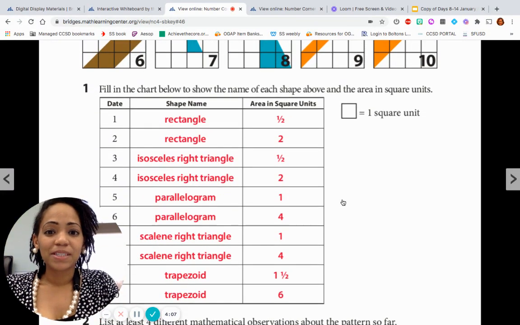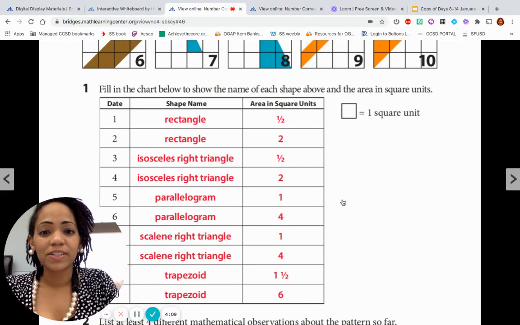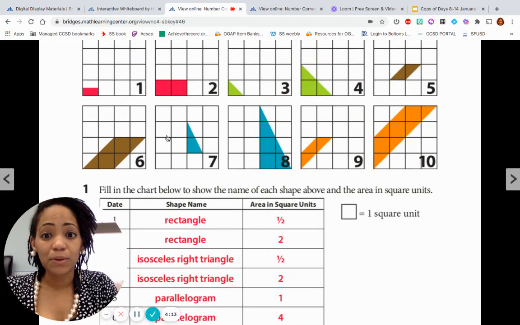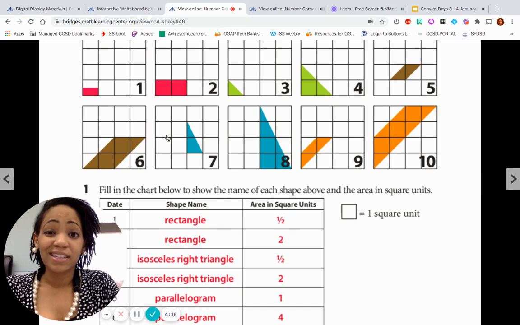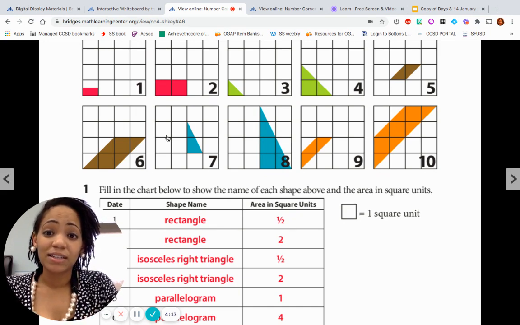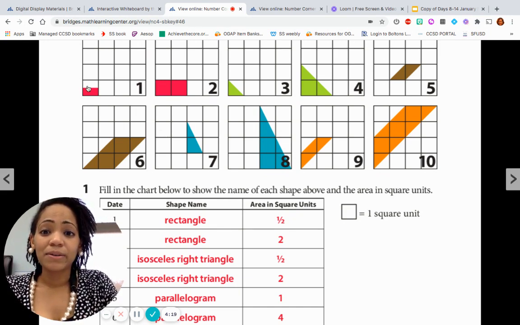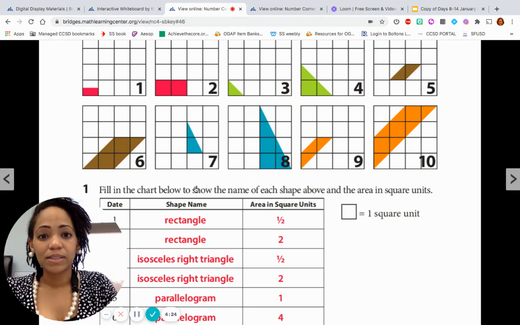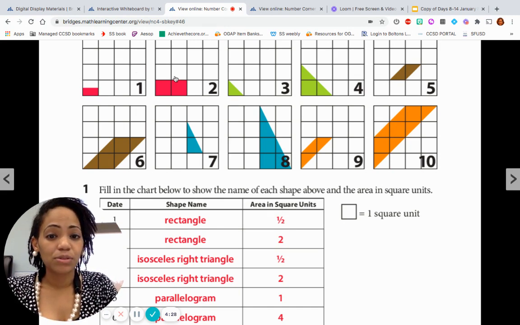All right, so here are the answers. The first day, we had a rectangle, and if you paid attention during Number Corner, maybe you remembered because I didn't have it posted while you were working on it. And that was half of a square unit. And then we had another rectangle, and it was 2 full square units. And we talked about having similar shapes, so these shapes are similar.